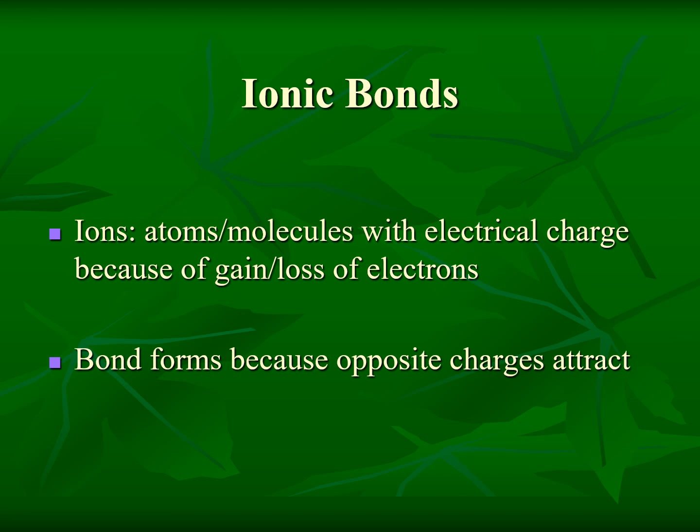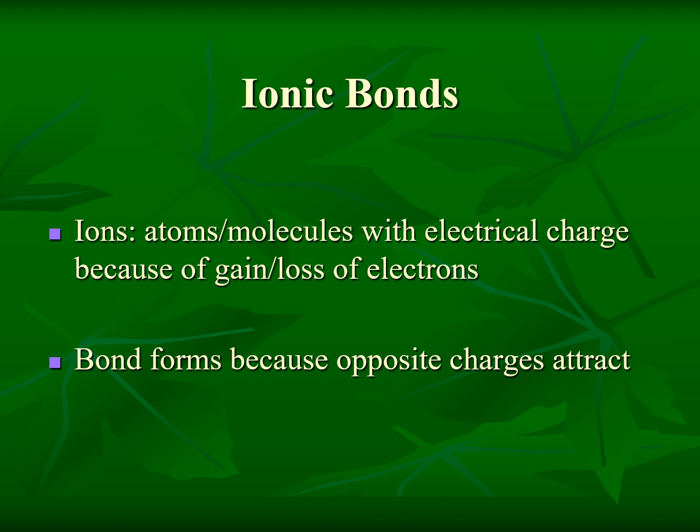Ions, or atoms or molecules, have an electrical charge. Why do they have an electrical charge? Because they either gained or lost electrons. Normally your electrons and protons have the same number. If I have 3 protons and 3 electrons, protons are positively charged and electrons are negatively charged, so overall I'm usually neutral.